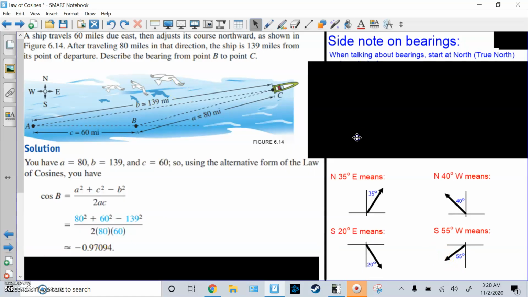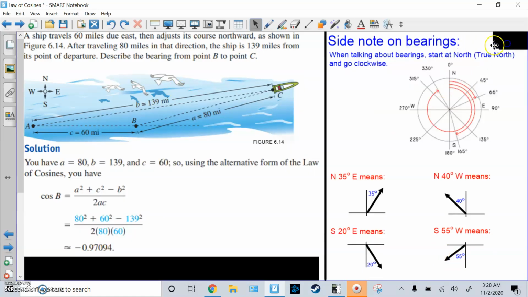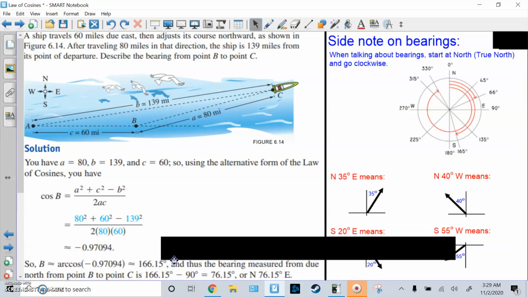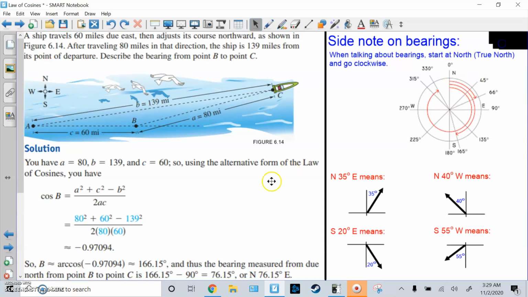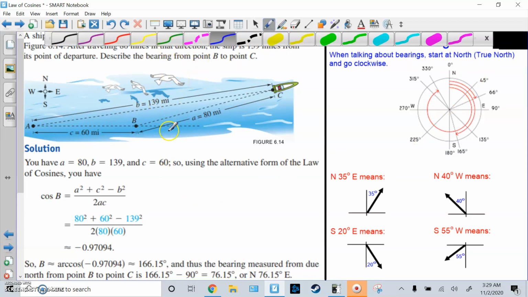So anyways, in this problem we know none of the angles, we know all three sides, so you do the law of cosines to get B. Cosine B is negative 0.9, that's possible in quadrant 2 and 3, but we're in a triangle, so between 0 and 180, so we're in quadrant 2. We take the inverse cosine and get 166.15. So now that we know angle B is 166, we need to know from true north, from here, how much they turn.